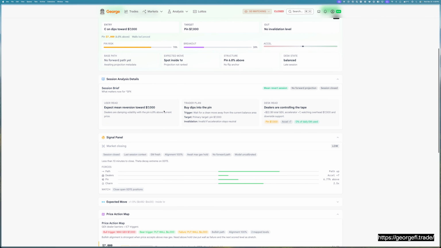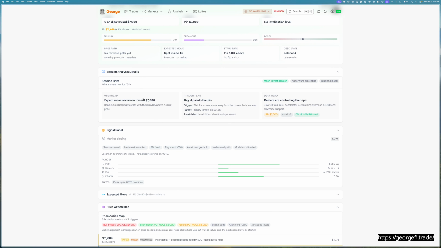If you scroll down a little bit, you'll consider the analysis here, like mean reversion towards some expected point, about the dips towards this, or the dealers are controlling the tape. And you'll get a sense of the acceleration, right? The acceleration here is going to be either upside or downside, and how fast it's going to move. So anything that's higher here, for example, acceleration of plus 21, that means the speed towards that direction will be really fast compared to plus 7 or minus 6 or whatever the number is.